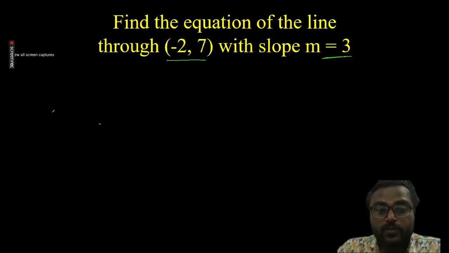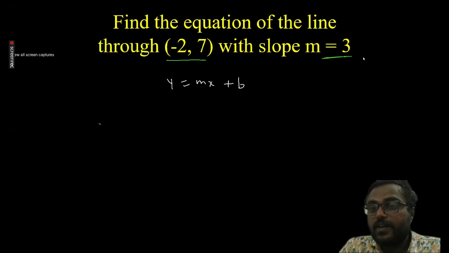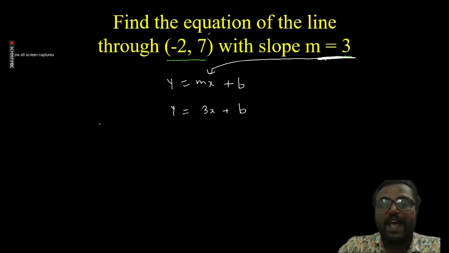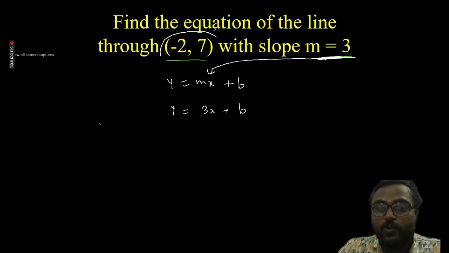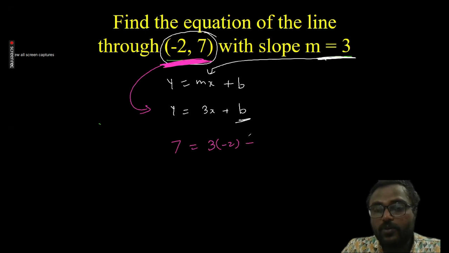As we know, the slope-intercept form is y equals mx plus b. Now I'll just substitute the value of slope into this equation: y equals 3x plus b. And if I want to get the value of b, I will have to substitute this point, which is negative 2 comma 7, into this equation. So y equals 7 equals 3 times negative 2 plus b.